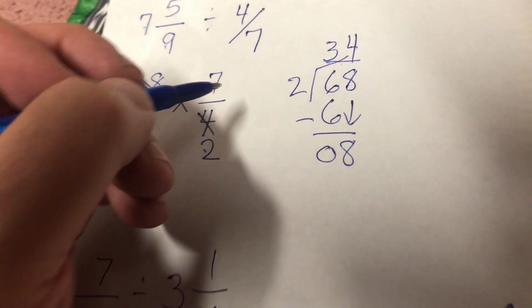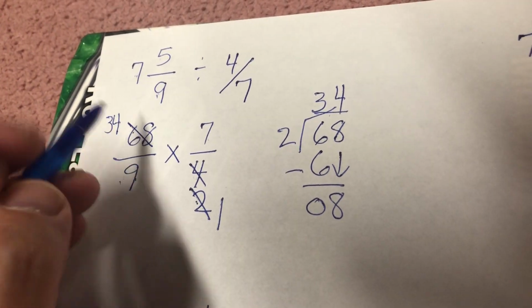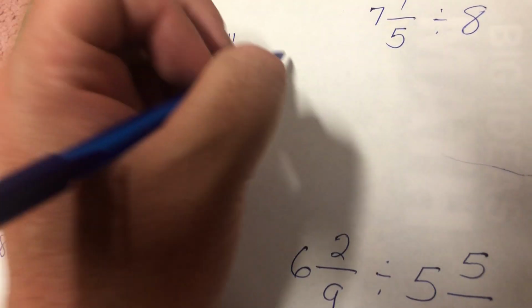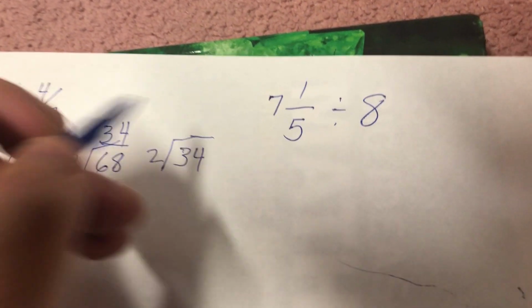Well, I know that 2 divided by 2 is 1. Then if I take 34 and divide it by 2, I'm going to bring that over here, 34, divide that by 2.